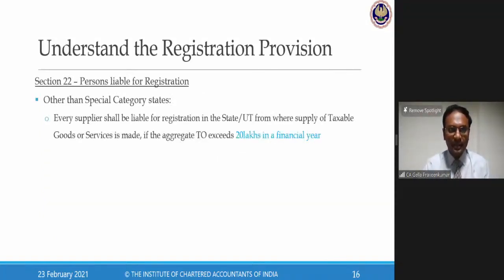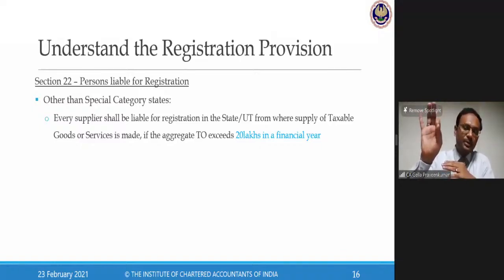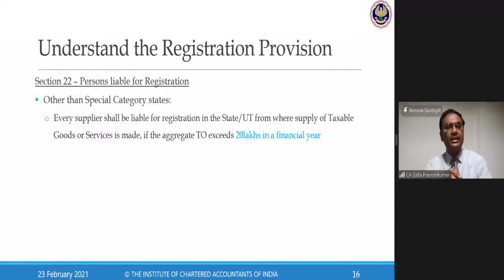Now, Section 22 says, other than special category states. What are special category states? 4: Mizoram, Tripura, Nagaland, Manipur. Now, other than special category states, what do they say? Every supplier, supply of goods, supply of services, shall be liable for registration in the state or union territory from where supply of taxable goods or services is made, if the aggregate turnover exceeds 20 lakhs in a financial year.